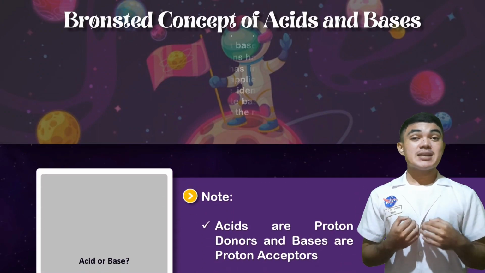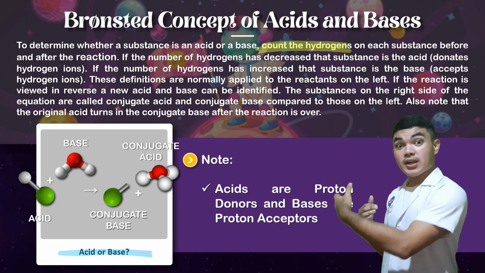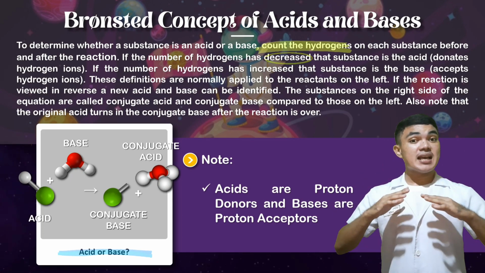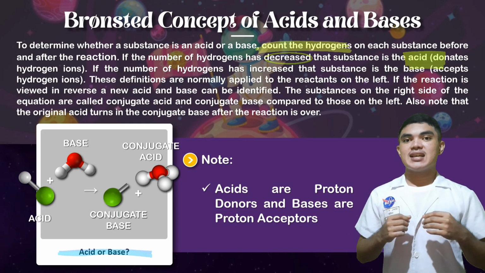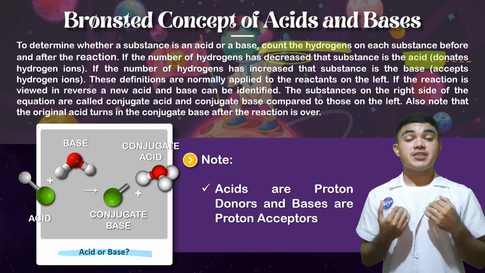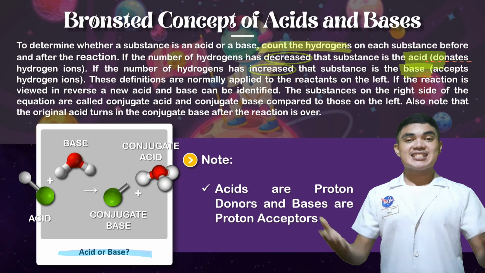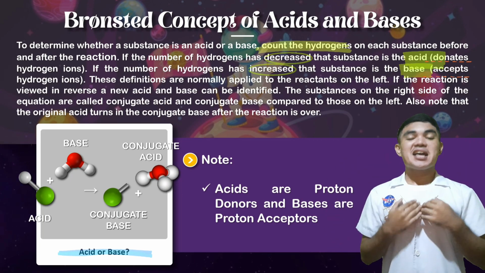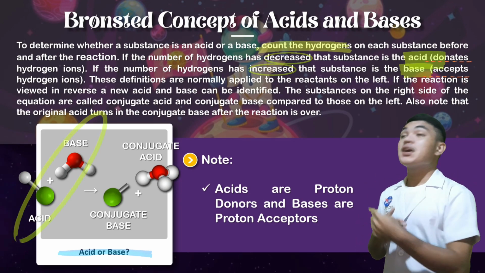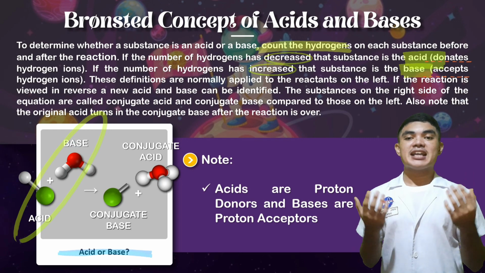To determine whether a substance is an acid or base, count the hydrogens of each substance before and after the reaction. If the number of hydrogens has decreased, that substance is the acid that donates hydrogen ions. If the number of hydrogens of each substance has increased, that substance is the base that accepts hydrogen ions. These definitions are normally applied to the reactants on the left. If the reaction is viewed in reverse, a new acid and a base can be identified.